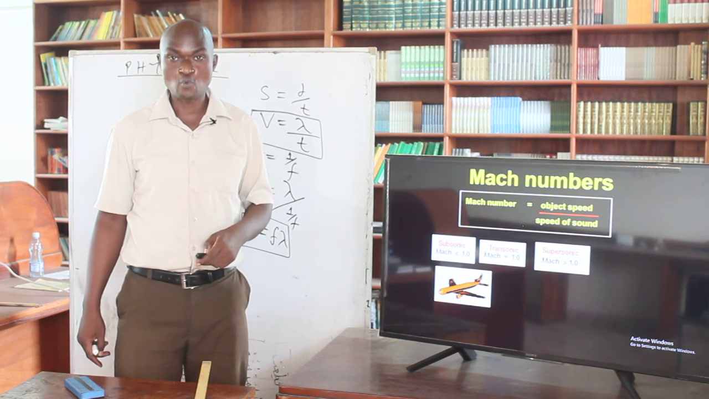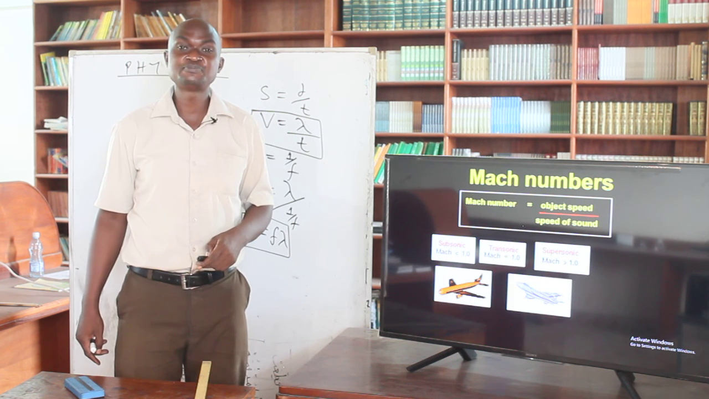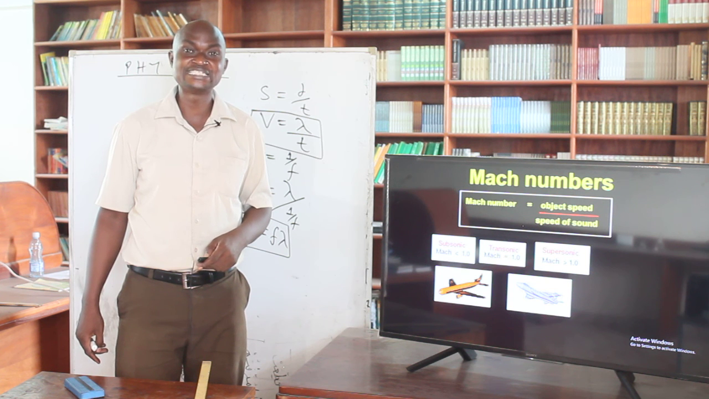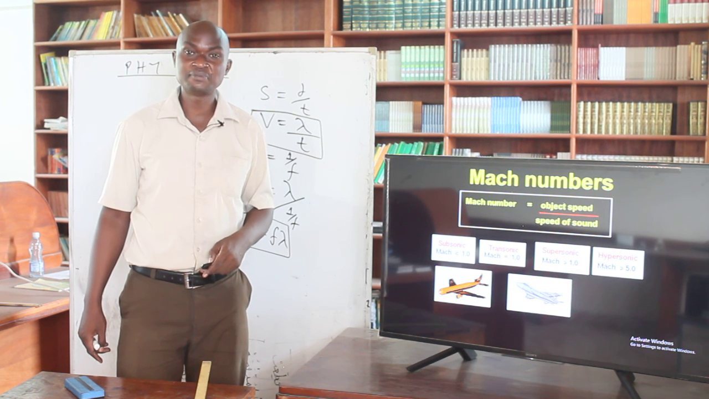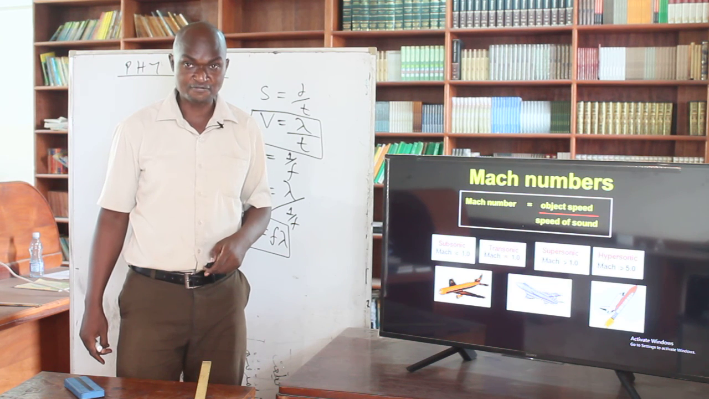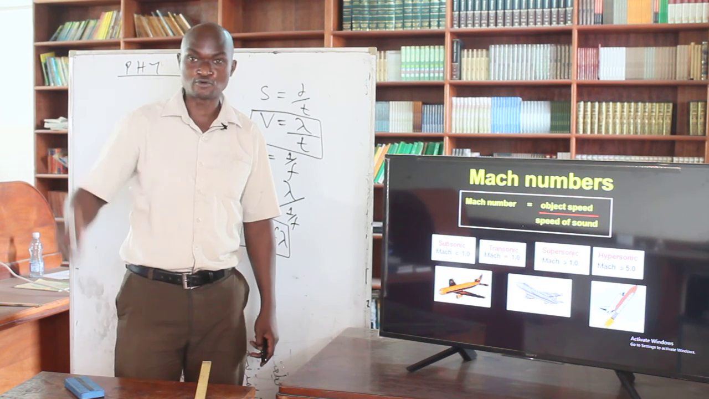Transonic, that speed is 1. Supersonic means the speed is more than 1. We have what we call supersonic jets, like the military jets. They move that fast. Hypersonic means the Mach number is more than 5. This is the case of a shuttle or rocket.